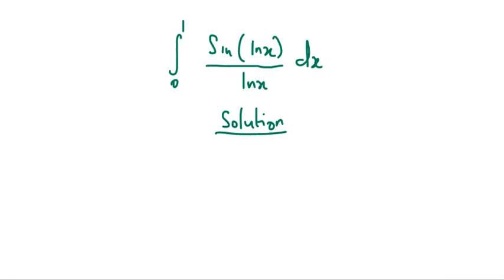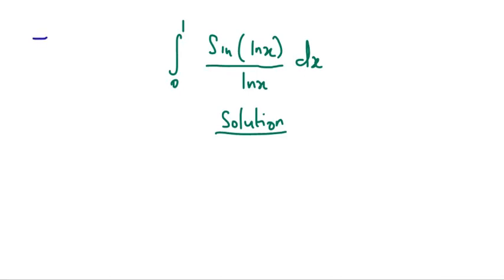Today we have another interesting integral from JEE Advanced math problems. We have to integrate from 0 to 1 the sine of natural log of x divided by the natural log of x dx. Now let's see how we're going to evaluate this integral. We're going to use Feynman's technique, or Feynman's trick.